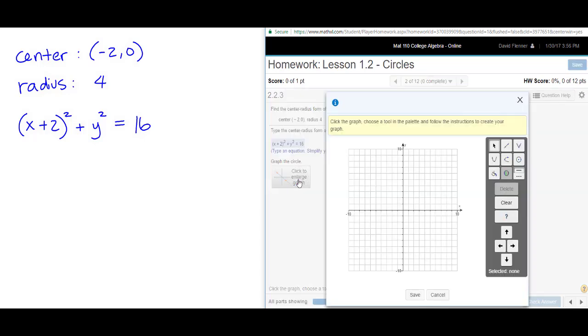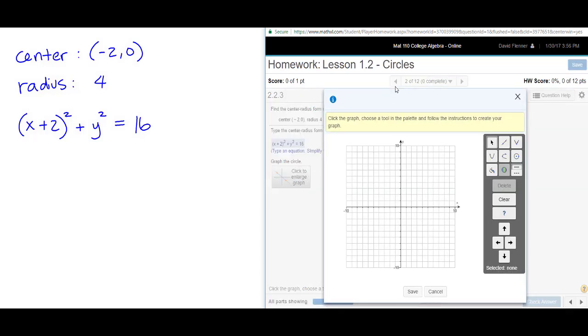Then it's time to graph. So in order to graph, I'm going to enlarge it first so that it's easier to see. And you're not going to freehand these. There's some tools over here that let you do different types of graphs. So we have lines, absolute value graphs, parabolas, and circles. So let's click on the circle tool.